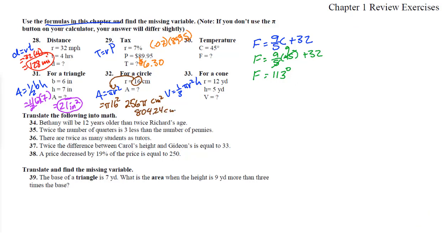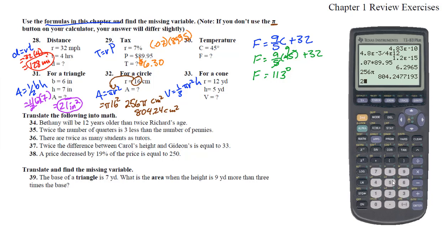Centimeters squared. Now notice if we didn't use the pi button, if we use something like 3.14, look at what happens, 256 times 3.14. The answer is just a little bit off, not too bad, just rounding error.